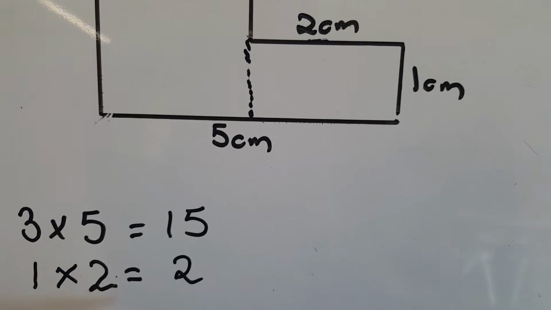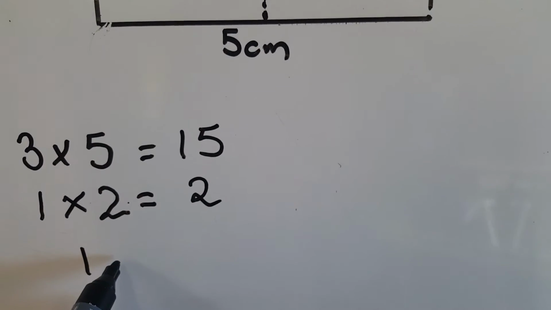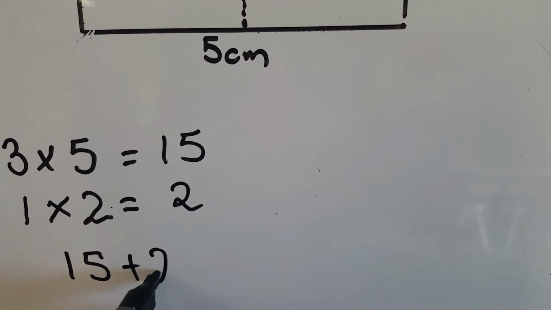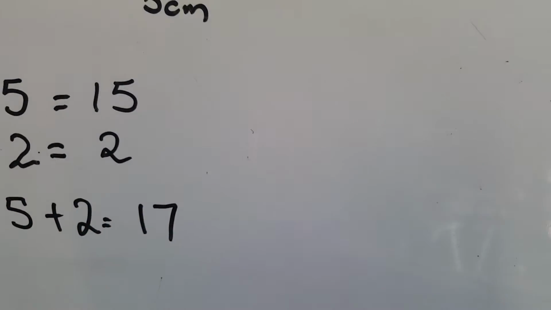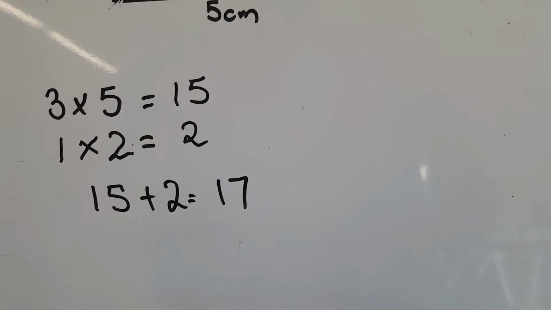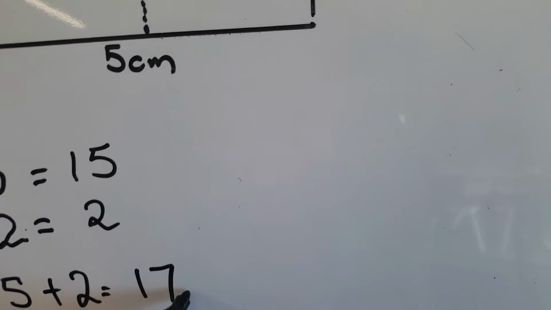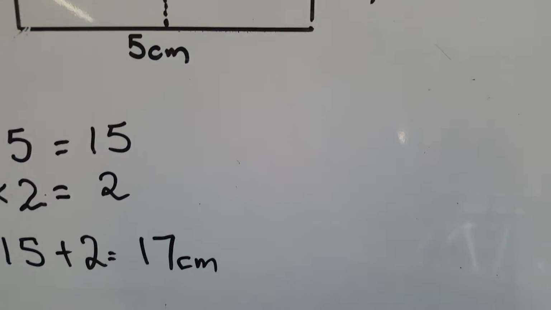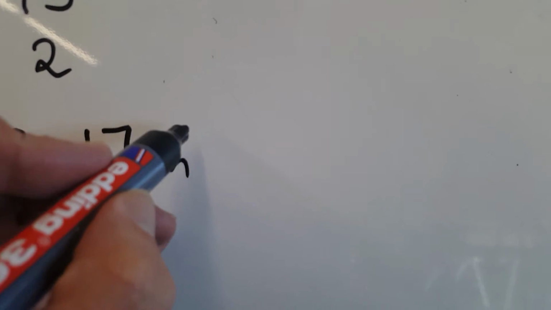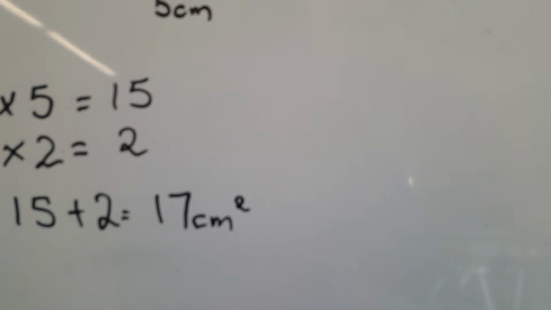And if I add those together, 15 plus 2 equals 17. And remember, with area, we always need to put the unit, and in this case, the unit I came up with was centimetres. And to show that we're working out area, we put the wee squared symbol.